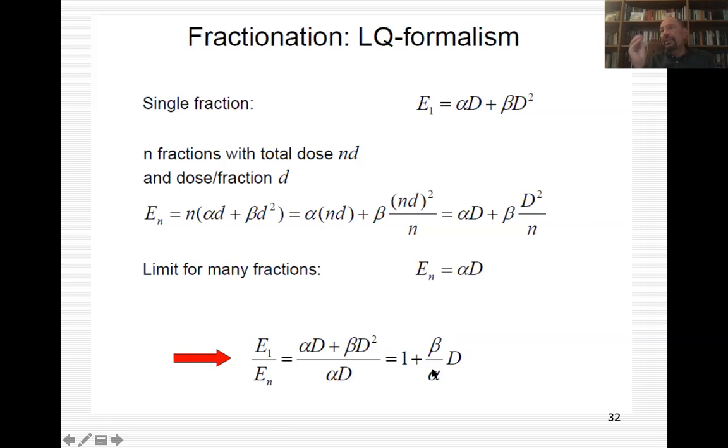So the alpha beta ratio is the most important radiosensitivity parameter. If you have the alpha beta ratio, as you do have from clinical practice in the clinics, then you can estimate the impact of fractionation.